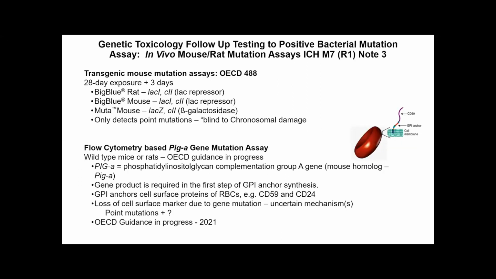There are also in vivo tests to follow up. One is the Big Blue mouse assay, and I used to beat that to death back when I was a postdoc at CIT. However, now BioReliance was slick and they bought all the rights to the Big Blue mice. So if you get a situation where you need a transgenic mouse mutation assay, you've got to go to BioReliance. You don't have a choice. One of the problems with the Big Blue assay is it can't detect chromosome damage. If you do the Big Blue mouse, you're only going to detect point mutation. So it's the equivalent of running an Ames test. You can't detect chromosomal damage, it just doesn't happen, and there are a lot of reasons why. You can talk about it if you like.